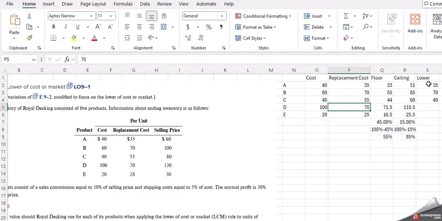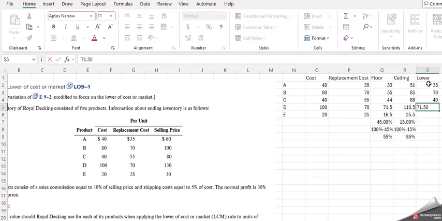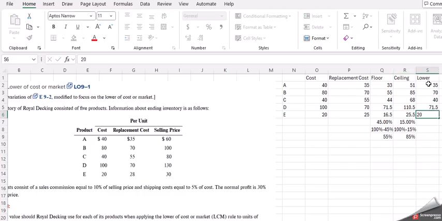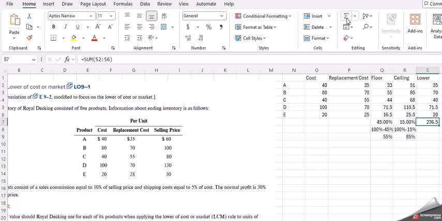Then our replacement cost is lower. It is lower than the floor. So then we're going to go with the floor. And then the 20, yeah. Now, our replacement cost is in the middle there, but our cost is still lower, so we would go with the cost. Then we would sum those up, and that would be the value of our inventory. Okay.